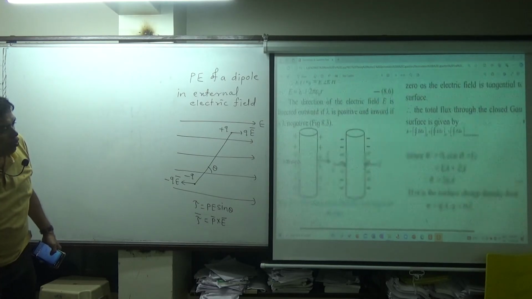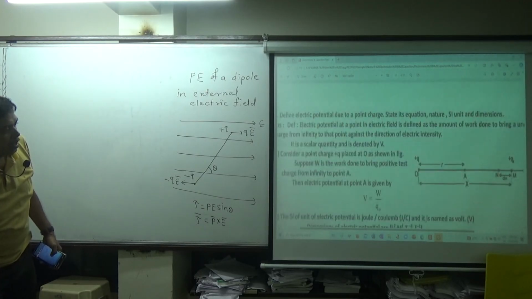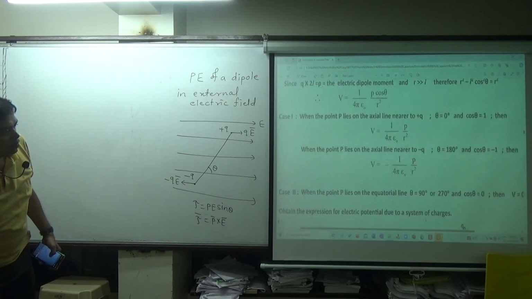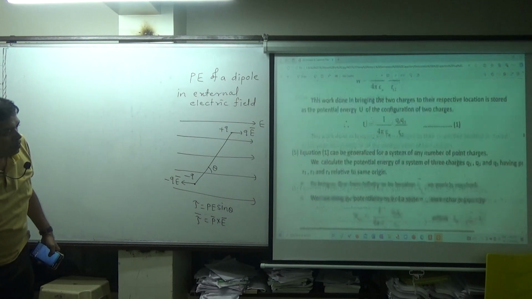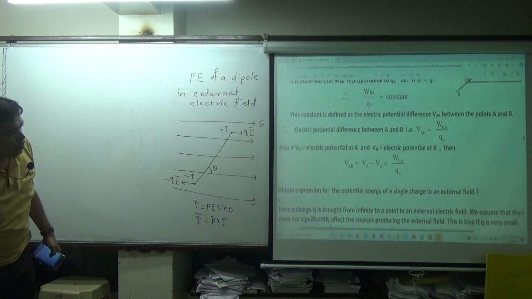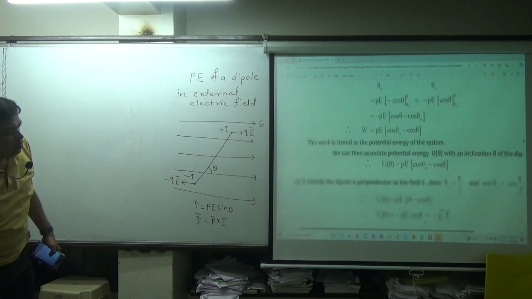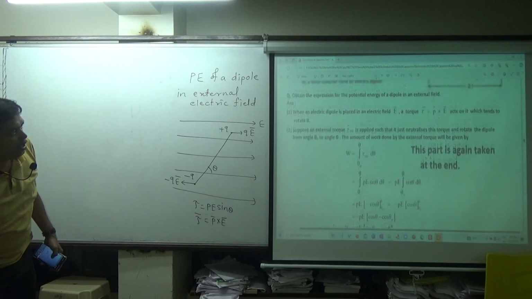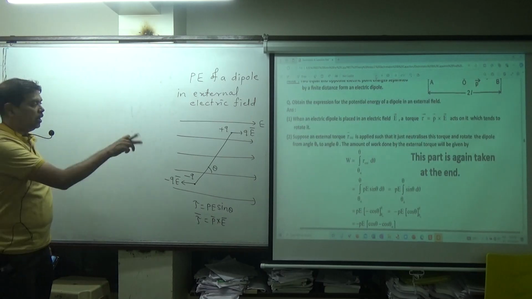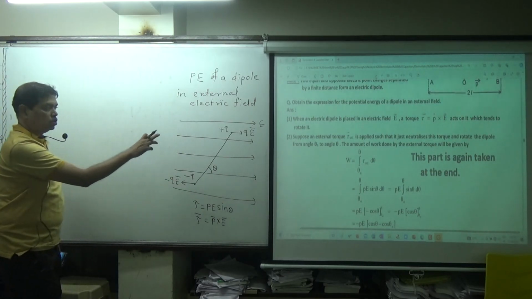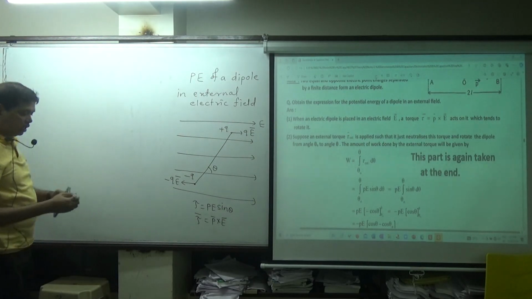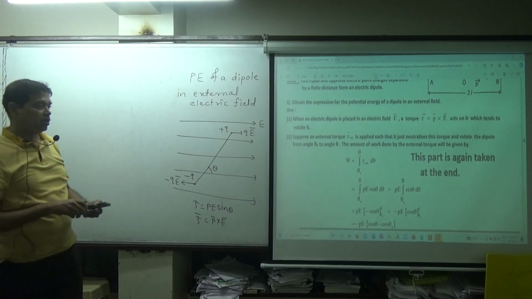Potential energy of a dipole in electric field. So this is the question. That was for torque: torque acting on a dipole in an external electric field. Now, the potential energy of a dipole in an external electric field.